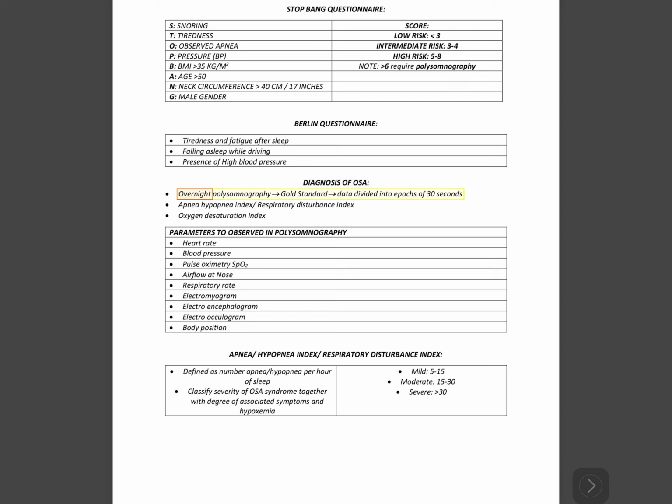Diagnosis of OSA: overnight polysomnography is the gold standard, with data divided into epochs of 30 seconds. Indices include apnea hypopnea index, respiratory disturbance index, oxygen desaturation index. Parameters observed in polysomnography: heart rate, blood pressure, pulse oximetry, SpO2, airflow at nose, respiratory rate, electromyogram, electroencephalogram, electrooculogram, body position. The apnea hypopnea index is defined as the number of apneas and hypopneas per hour of sleep. It classifies severity of OSA syndrome together with the degree of associated symptoms and hypoxemia: mild 5 to 15, moderate 15 to 30, severe more than 30.